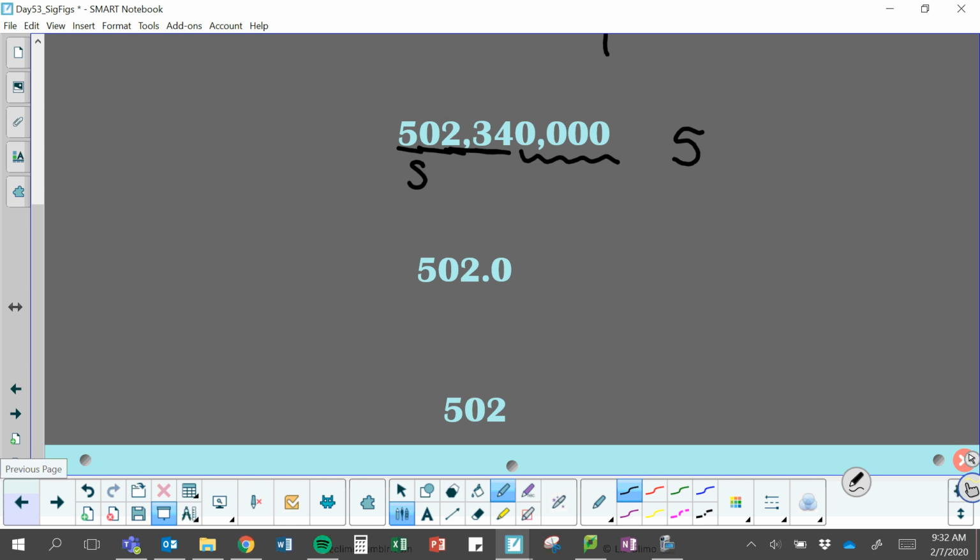You can pause the video for these last 2. Okay, so this one we know 5 and 2 are significant. This first 0 is because it's sandwiched, and this last one is because it's on the right and there's a decimal. There's 4 here. And then there's 3 on this last one because this 0 is sandwiched.